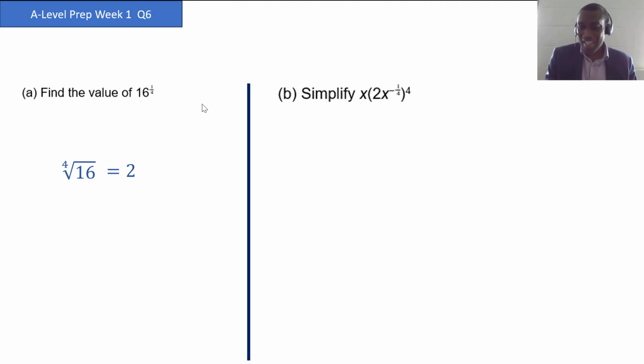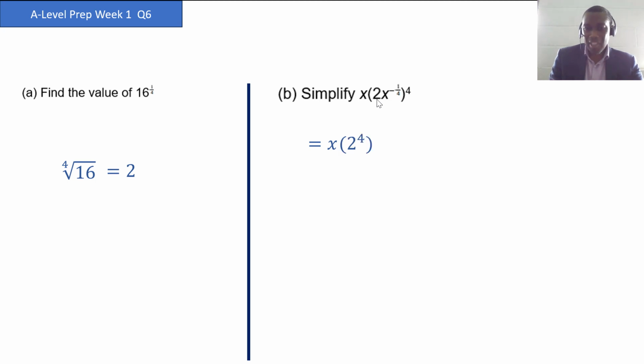And then finally, B is more interesting. I like this one. I hope you enjoyed it, or if you're not sure how to do it, as we go through it, you'll think, oh, that's cool. Right, so we have the x. And really, we need to work on that 2x to the power negative a quarter, all to the power 4. And remember, when raising a power to a power, you multiply the powers. And to deal with these, you have to separate them, because it's a number to the power, and then the x term to the power.